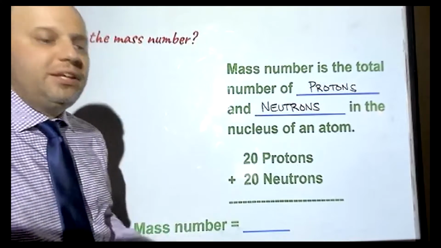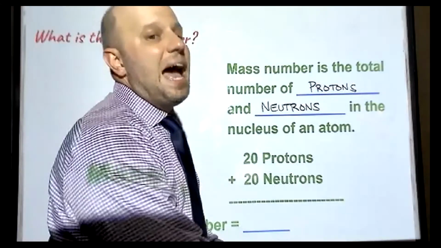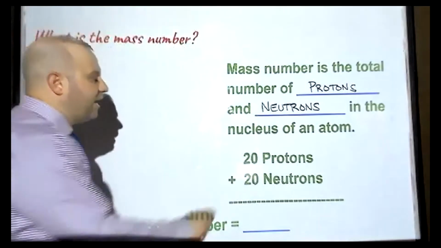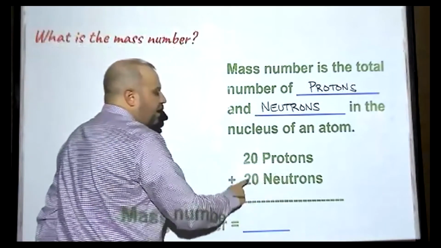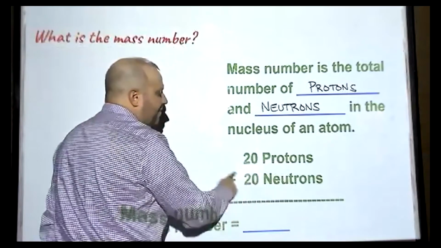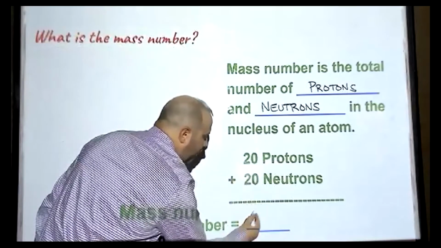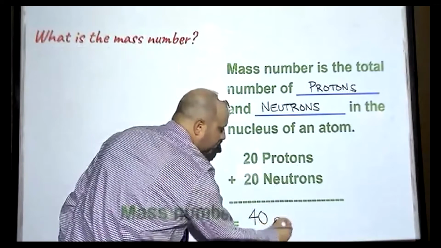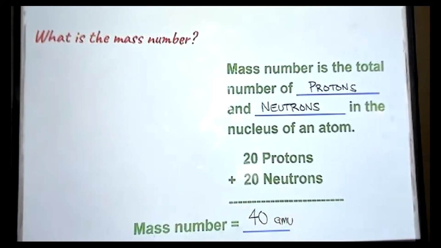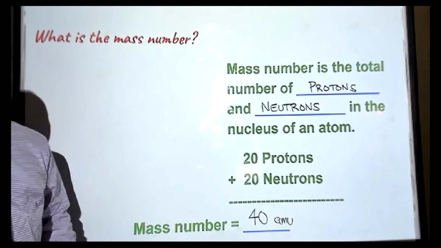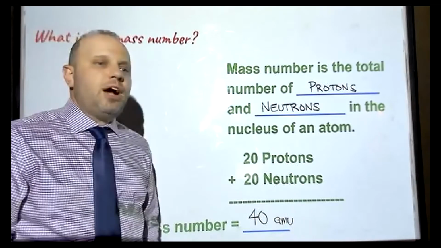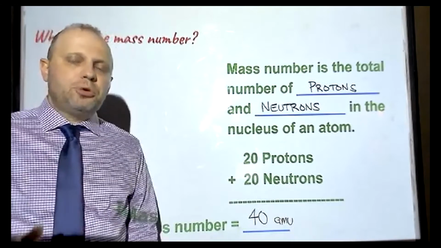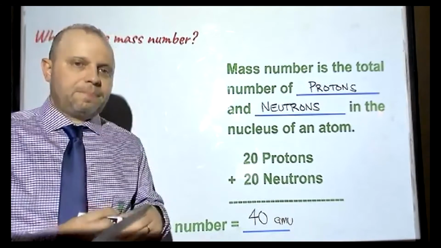And what you're going to do here is simply add these two pieces together. So if I have 20 protons and I have 20 neutrons and I add them together, I'll get an atomic mass number of 40 AMU. So the protons and the neutrons get added together to give you that mass number. So protons and neutrons.